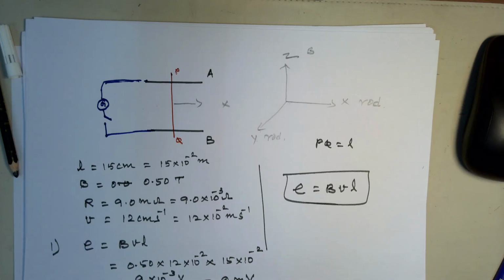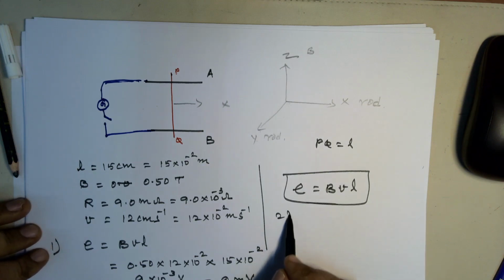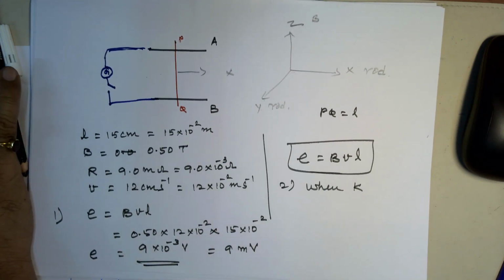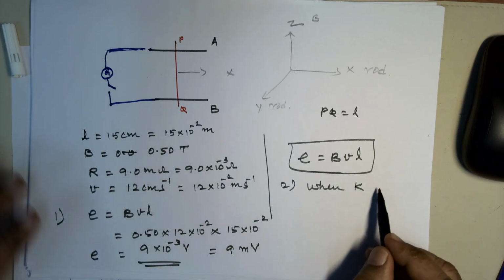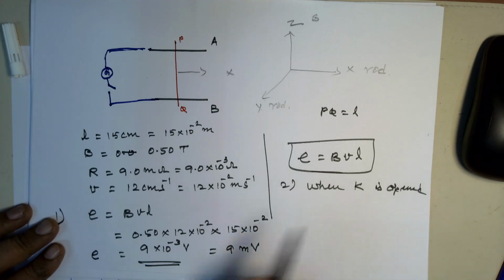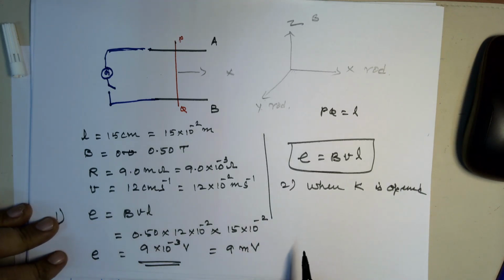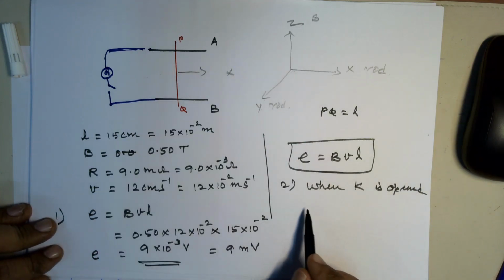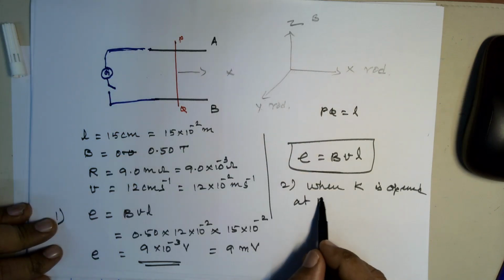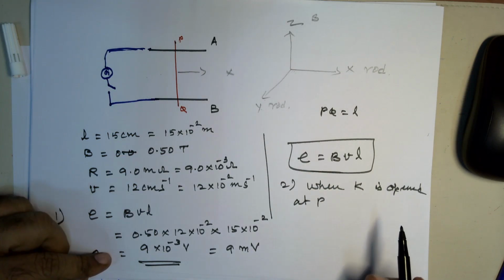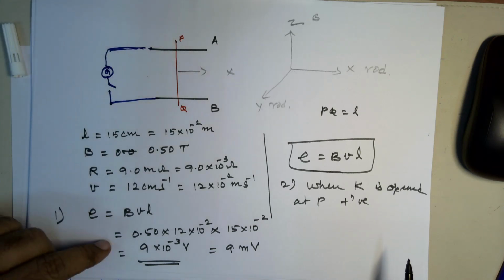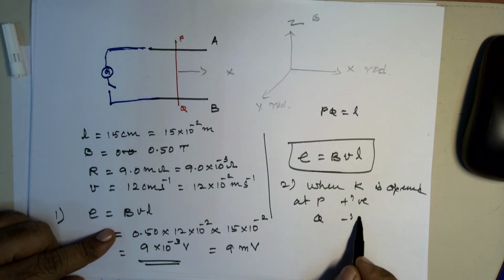Okay. Then what is asked when K is open? Second question. When K is opened. Rod moves with the speed 12 centimeter per second. When the K is open, upper end of the rod, upper end means what? P. At P, take down. At P, it becomes positively charged. So if it is positively charged, then lower end becomes negative. That's it. So that's what they asked.